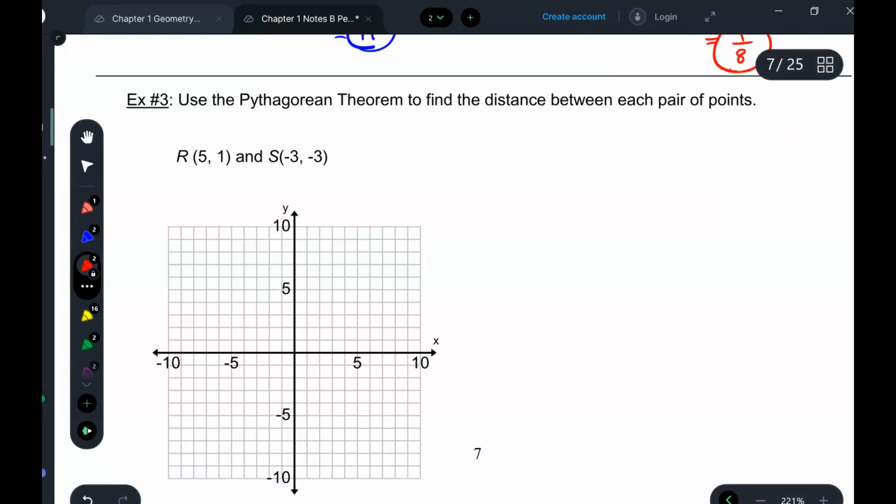Okay. Pythagorean theorem. Do you remember the Pythagorean theorem? A squared plus B squared equals C squared. Okay, A squared plus B squared, let's not hate. C is always what we call the hypotenuse.